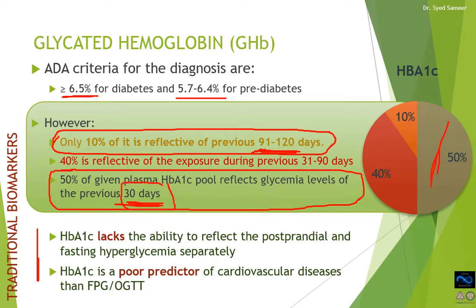Another important limitation of the HbA1c is its lack of ability to reflect the postprandial and fasting hyperglycemia. It cannot distinguish between the two, and it will not tell you the story of these two things. It will just give you the index of the glycemia over the previous 30 or 90 or 120 days, whatever you want to see. Then also, HbA1c is a poor predictor of cardiovascular disease, which is a function of FPG and OGTT. This is another limitation of the HbA1c.